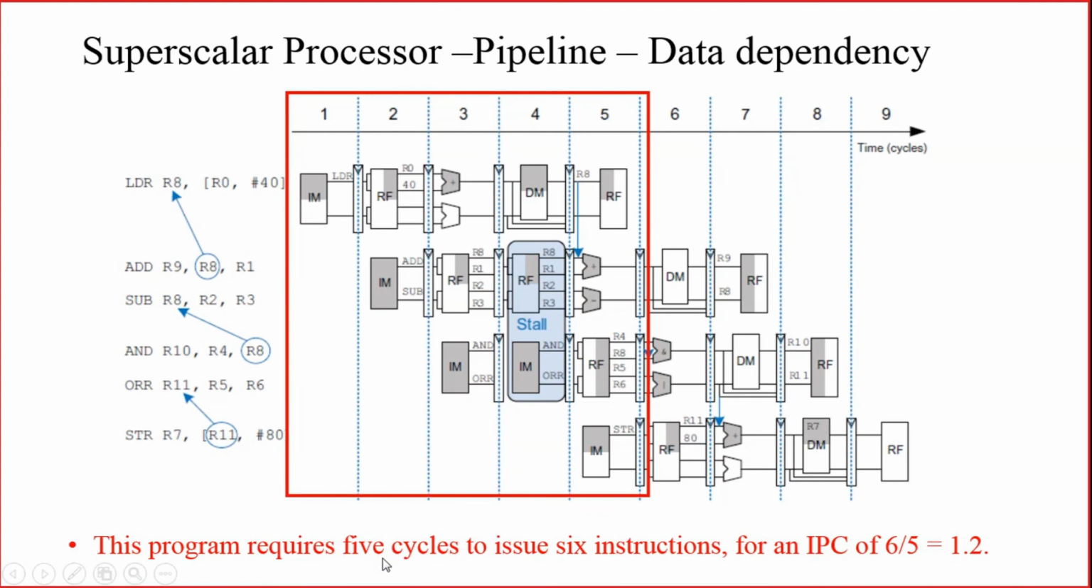This program requires 5 cycles to issue 6 instructions. Total 6 instructions are there. So due to the data dependency problem, 5 cycles were required to issue these 6 instructions. So what will be the instructions per cycle? 6 instructions by 5 cycles. Instructions per cycle will be 1.2.